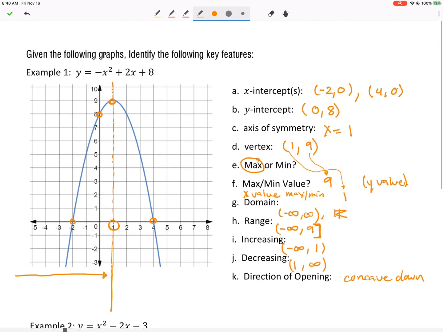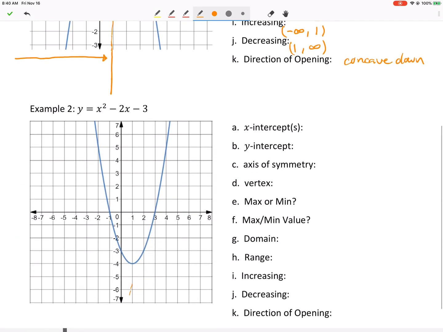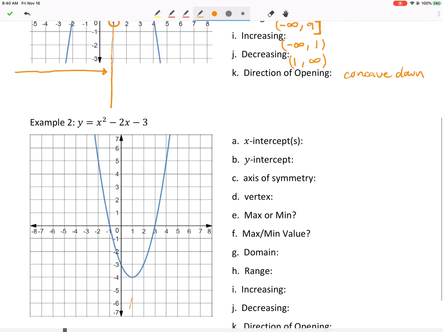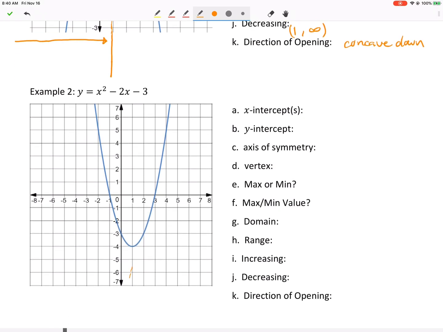So this time, in our first example, it was concave down. This time it's concave up. All right? Okay, so x-intercepts, we have 2, one at -1, 0, and we have at 3, 0. Y-intercept, right here, would say 0, -3, because the x is at 0 and y is at -3. Axis of symmetry, we'll just draw a little line that goes right through it. Okay, and that gives us x equals 1.